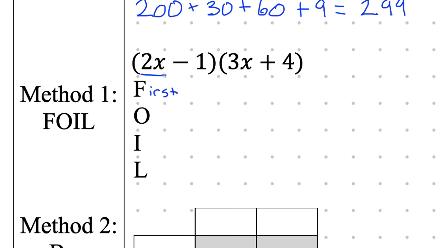So I'm going to multiply the 2x by the 3x. And now we have to do the review from yesterday. What is 2x times 3x?